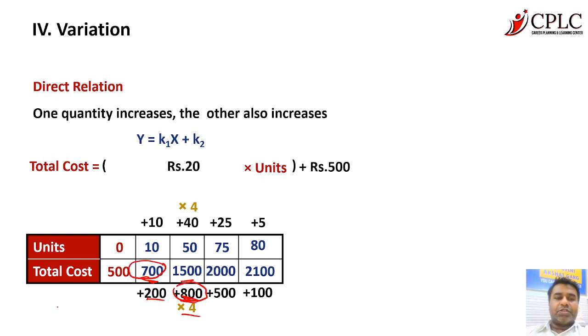Are you getting my point? So just observe the difference in the values. Now, if I look at the value as 25, there is an increase of 25, which is basically 2.5 times of this value.